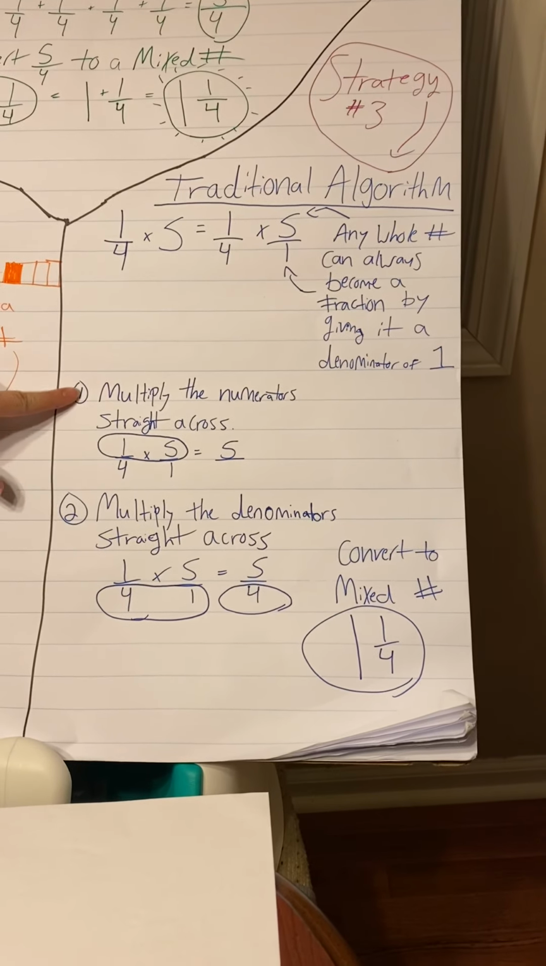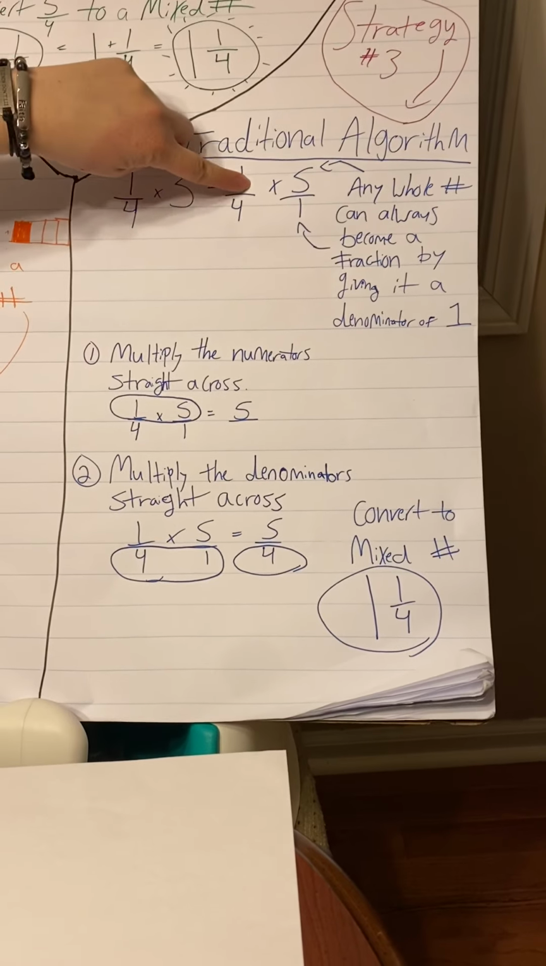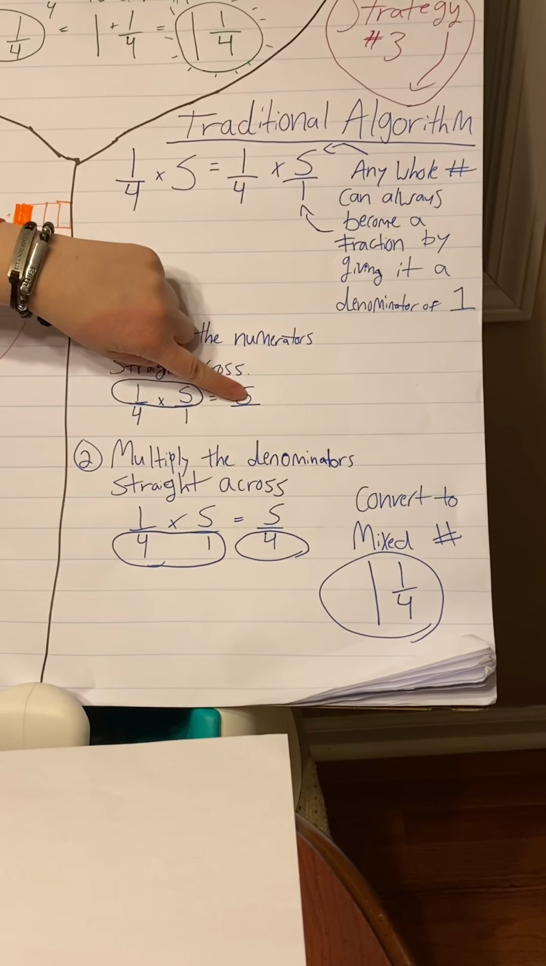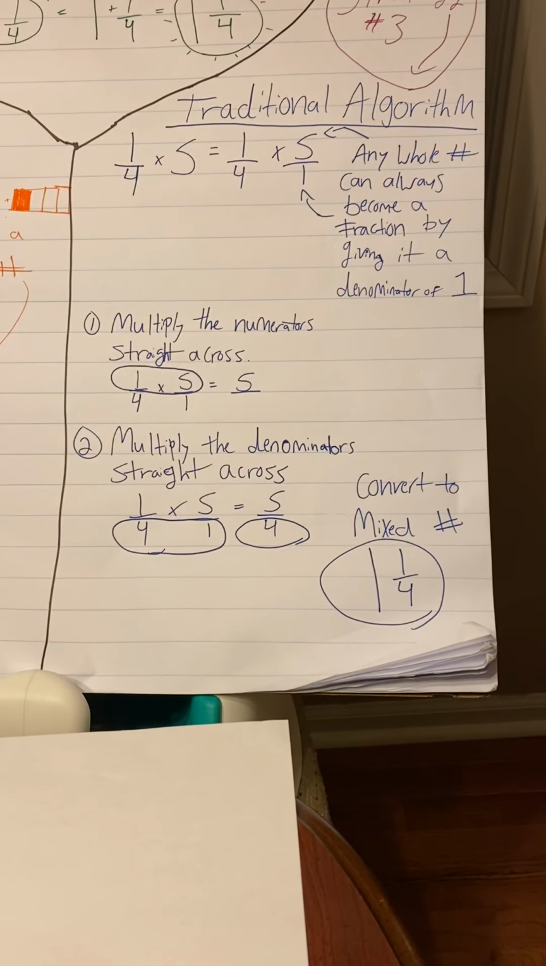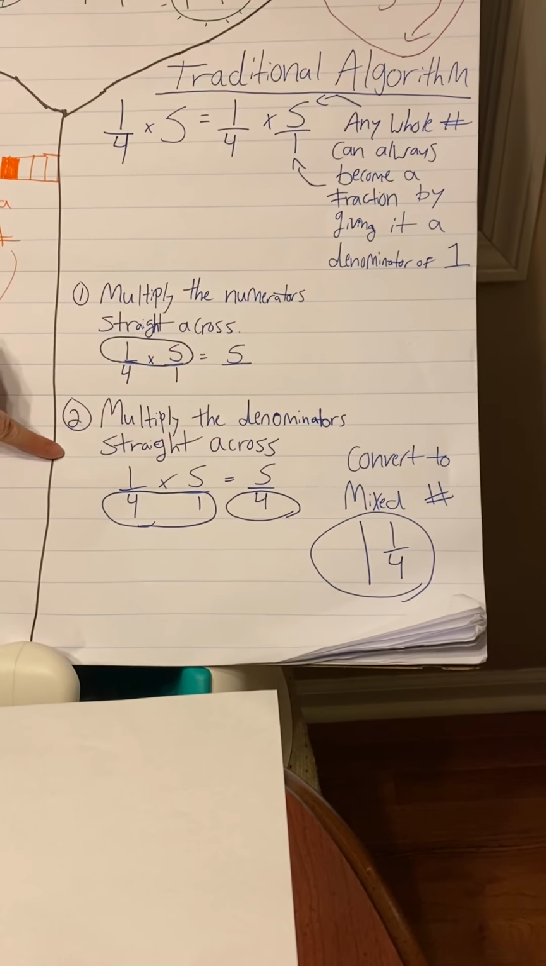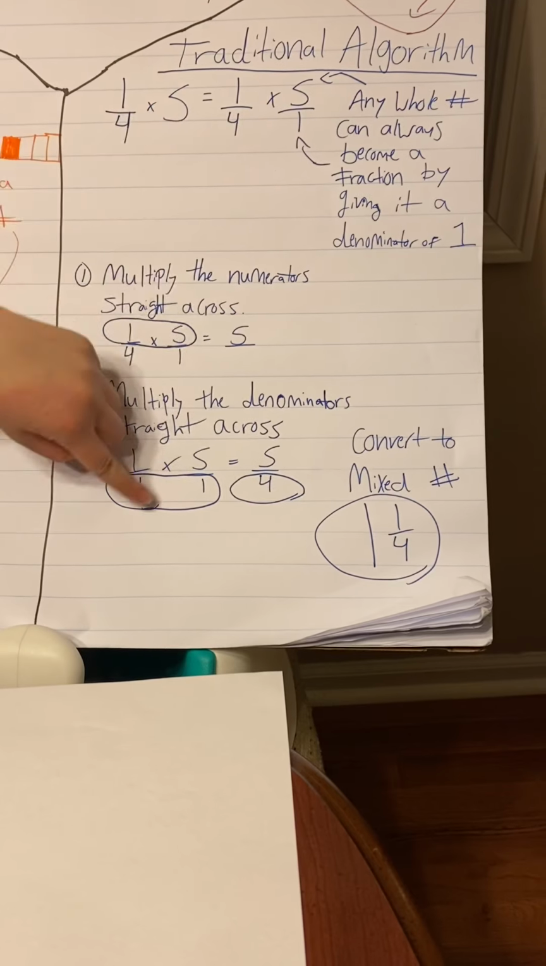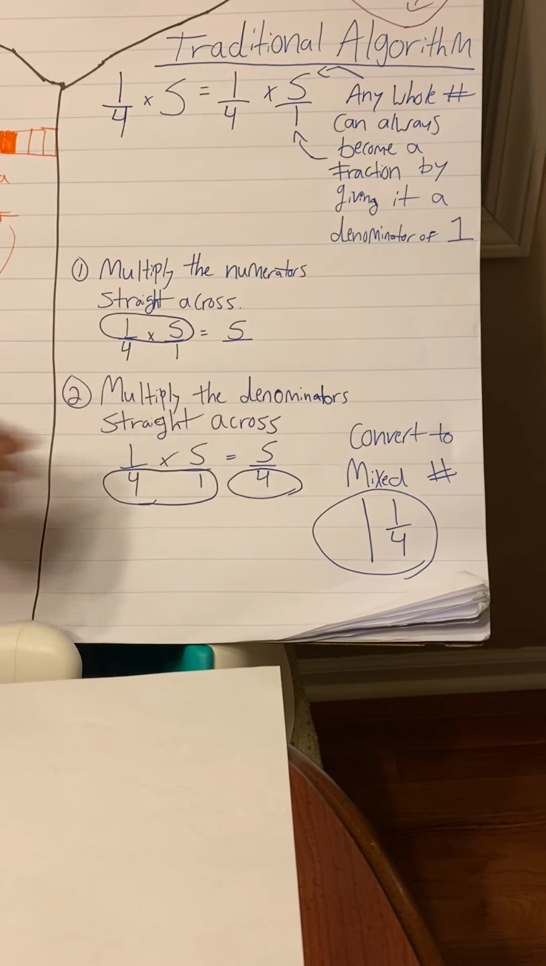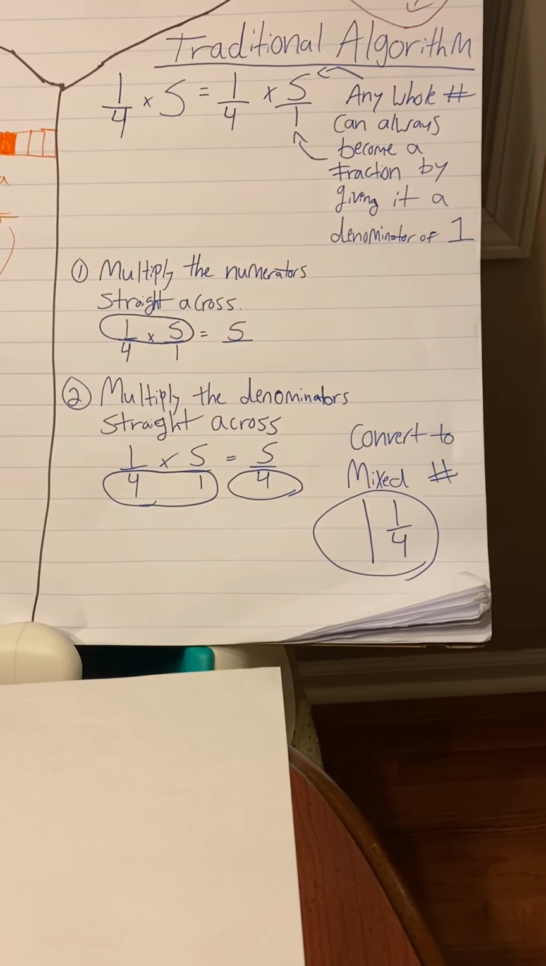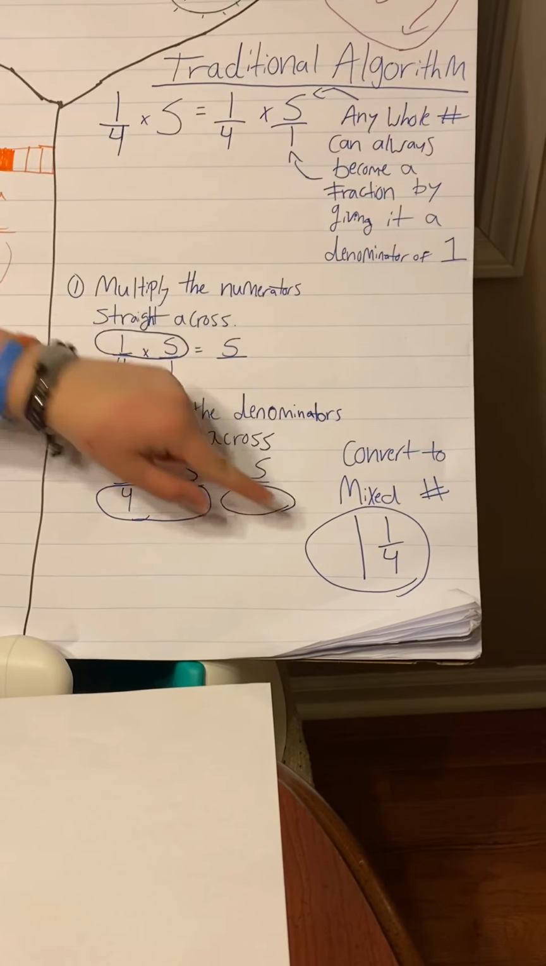So just multiply the numerators straight across. 1 times 5 is 5. And then you multiply the denominators straight across, 4 times 1, which equals 4. So it's 5 over 4. And then you convert that to a mixed number, which is 1 1/4.